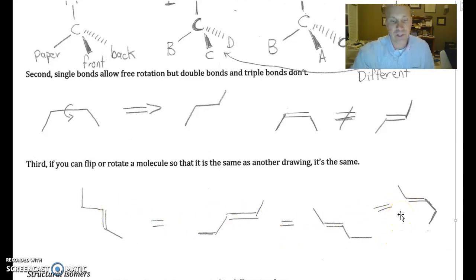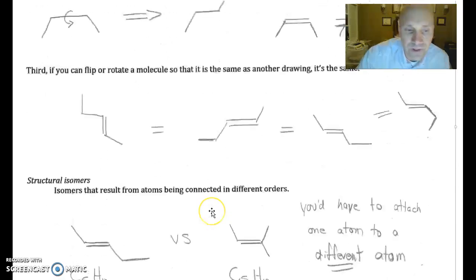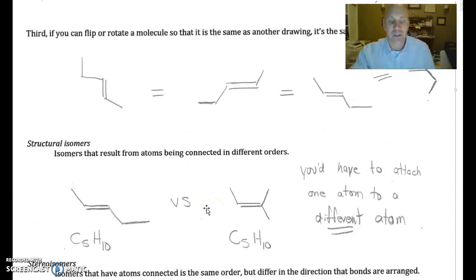So one thing is you're just going to have to get, and it comes with practice. You'll be able to recognize whether two things are the same or if they're different, even if they're slightly drawn different ways. All right. So the first type of isomer that we want to talk about is a structural isomer. And a structural isomer is one that results from atoms physically being connected in different orders.